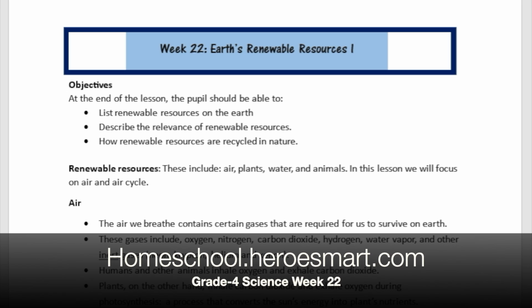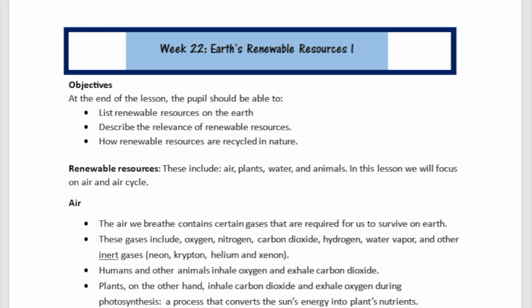Today, we're going to be talking about Earth's renewable resources, part one. This is going to be the first part of it. We are going to be talking about a couple of renewable resources on the Earth, describe the relevance of those renewable resources and how renewable resources are recycled in nature.